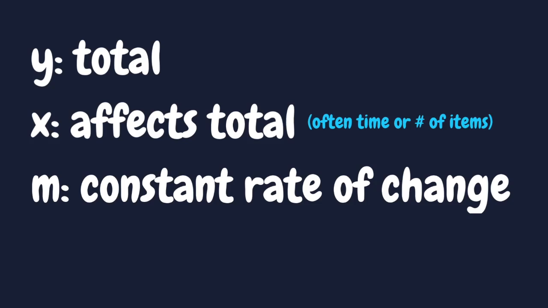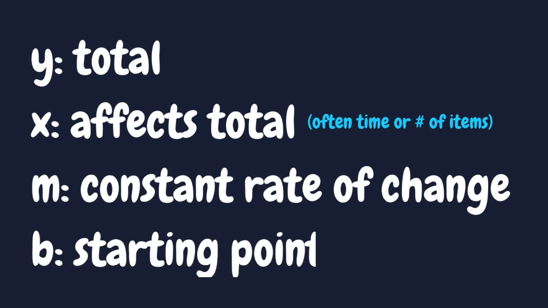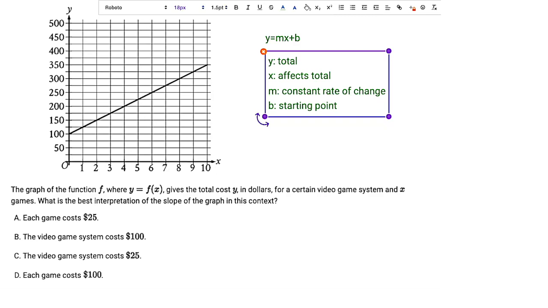If X were an item that you were purchasing, M would be the cost of that item, right? So it's the rate of change in relation to X. And then B, your y-intercept, is your starting point. All right, with all that in mind, let's actually take a look at this problem here.